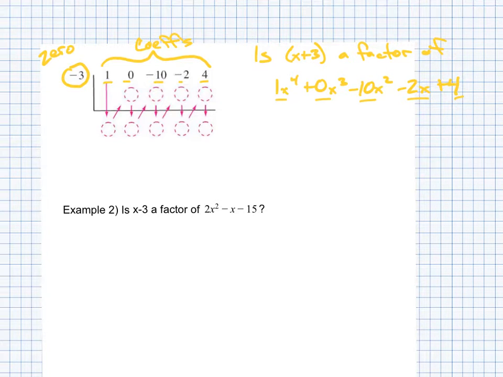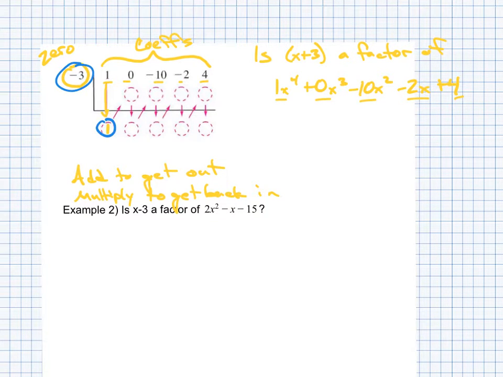We are going to use a process of adding and multiplying. You're going to use addition to get out of the box, and you're going to use multiplication to get back in. What I mean by that is you're going to add vertically using the first coefficient to get out of the box and get a 1. You're then going to multiply what's outside the box by the term in front to get a -3 to get back into the box. You're going to add 0 and -3 to get out of the box.